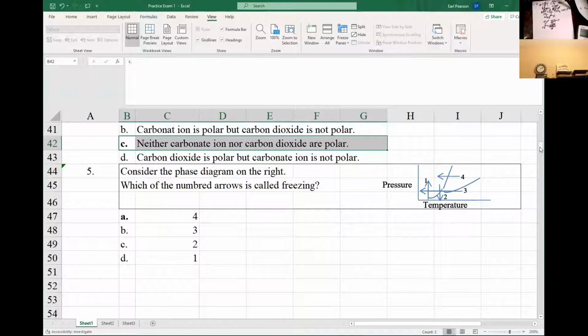Now, number 5, we can work it out just by looking at the phase diagram. It said which of the numbered arrows is called freezing. So I guess I can do it on the bottom of this one. I'll just sketch here what the phase diagram looks like and where all the little arrows are and all this kind of stuff.